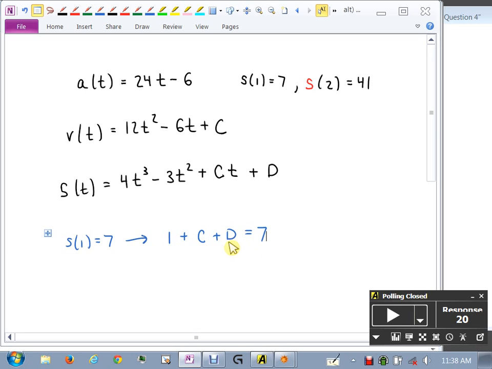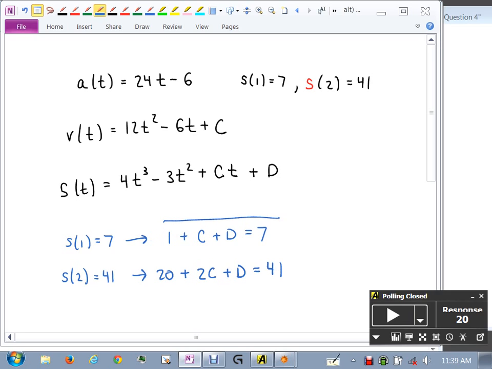All right, I cannot solve for C or D here. I have one equation, two variables. But I have another piece of information, don't I? If I plug in 2, I should get 41. So what happens when I plug 2 in here? 2 cubed is 8. 8 times 4, 32, right? And then 2 squared is 4, times 3 is 12, so take away 12. What do we have? 20 plus 2c plus d must be 41.